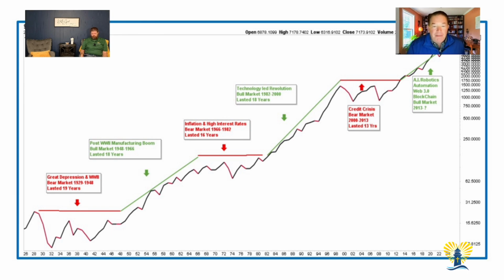We had one from the crash of '29 out through World War II to 1948. What was interesting is that secular bear market peaked in September of 1929, and it never crossed over until the fall of 1948, 19 years previous. Little did we know that we were going to have a manufacturing boom post-World War II that leveraged the technology used in the war, and it lasted 18 years until 1966.